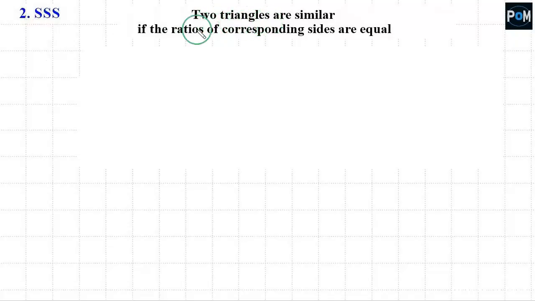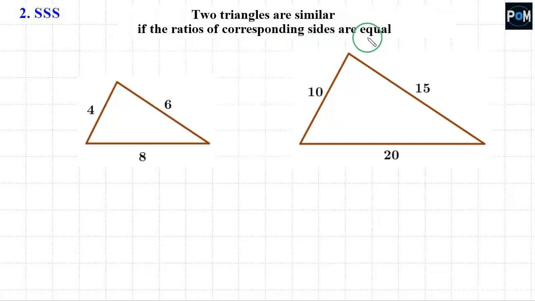That means two triangles are similar if the ratios of corresponding sides are equal. The point here is that if we divide the corresponding sides of one triangle and the other triangle, we will always get the same result. If I take the shortest side from this smaller triangle and the shortest side from this larger triangle and divide them, 4 divided by 10, reducing it, I get 2/5. That's the first pair of sides.